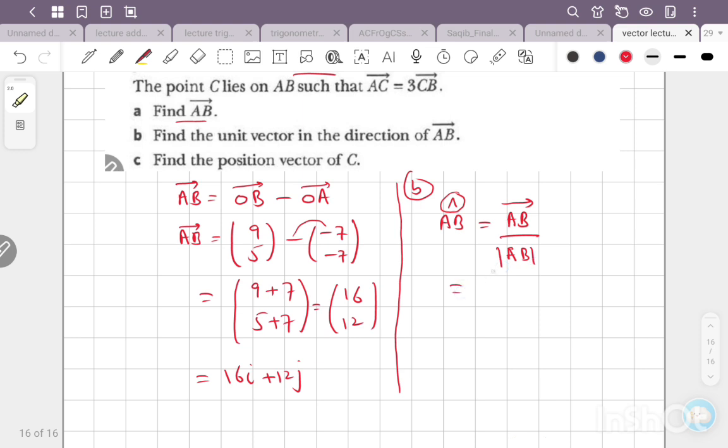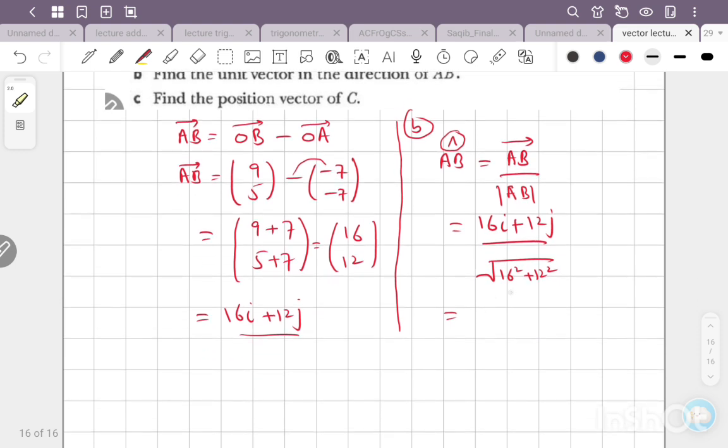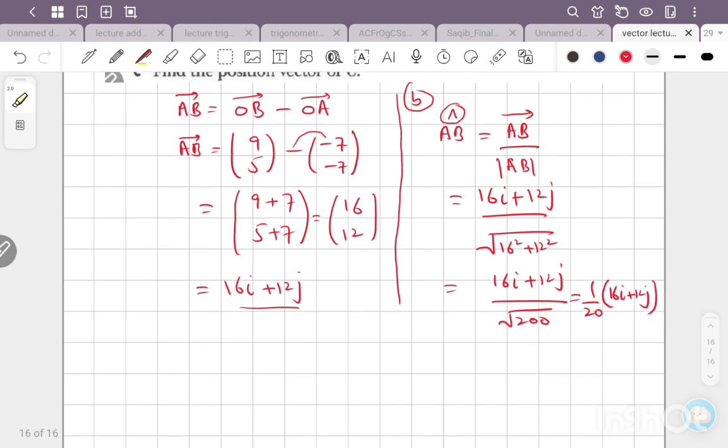What is the AB vector? AB is 16i plus 12j, from here. And what is the magnitude of AB? AB is the square root of 16 squared plus 12 squared. So we get the answer in the form of 16i plus 12j over square root 200, and this square root 200 will be 20. Okay, we have to write it as 1 by 20 times 16i plus 12j. We got the answer for our B part.